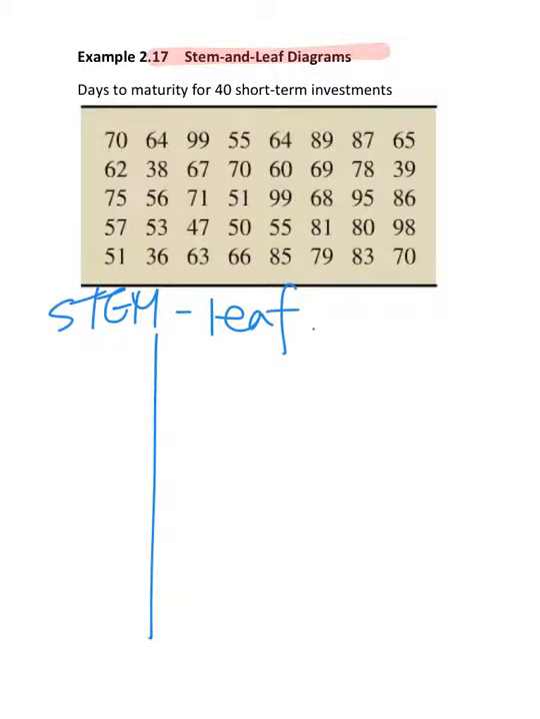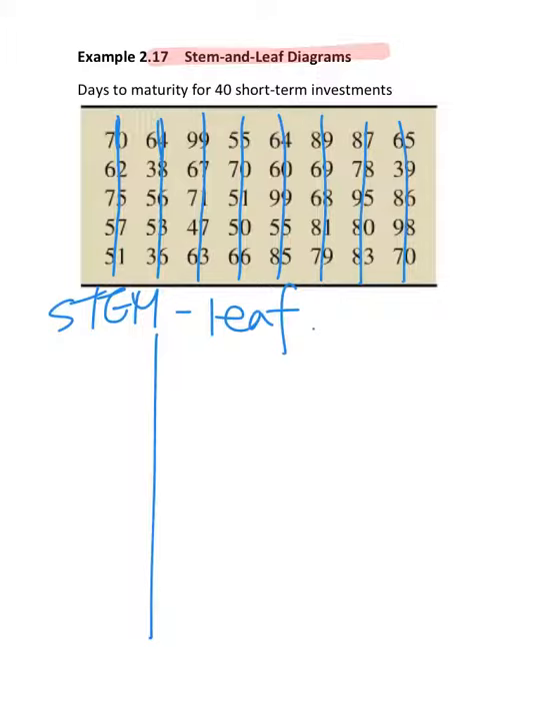So it is the stem and leaf plot, stem and leaf diagrams. It is the same thing. For each value, we have to split two parts. 70 will be 7 and 0. 64 will be 6 and 4. So every single value, we have to split two parts. So it's like this one, and this one, and this one, and this one, and this one.